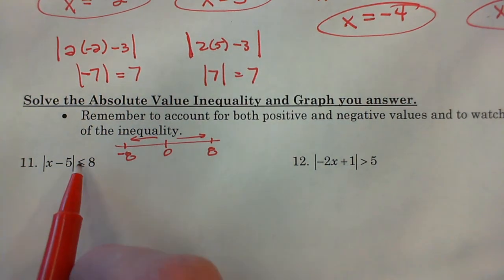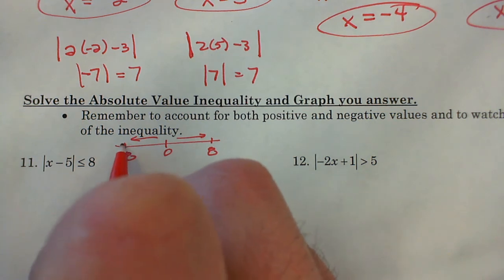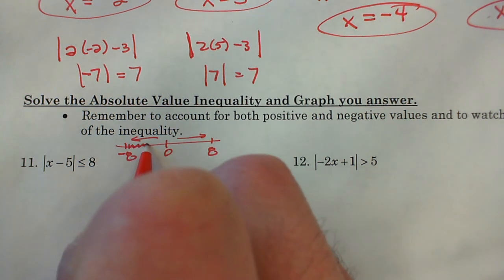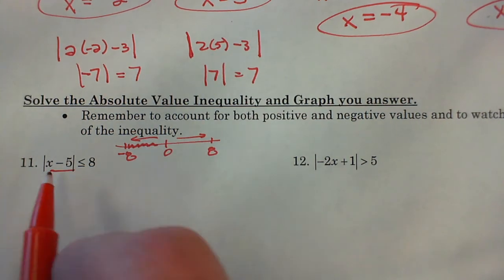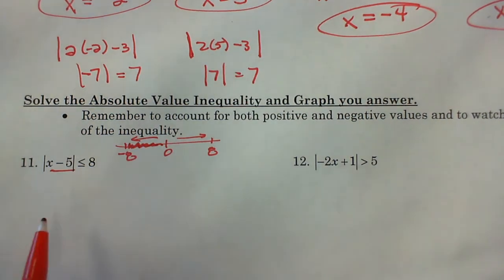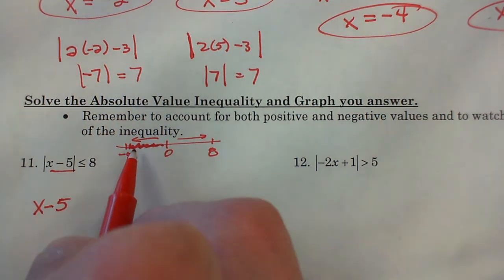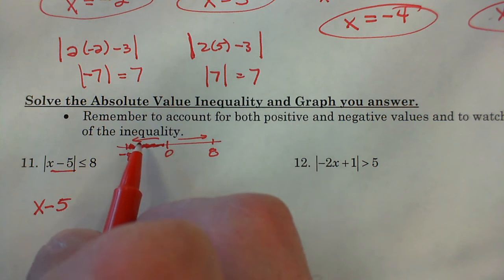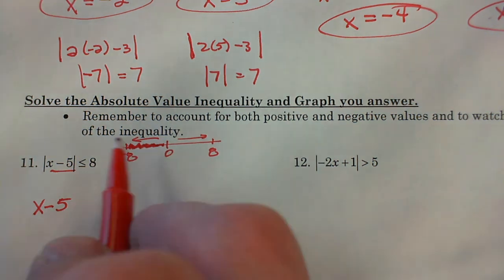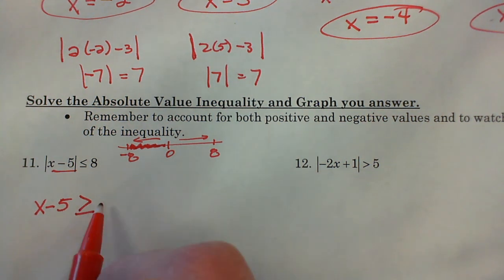But I'm less than 8 away, which means from -8, I need to be getting closer and closer to 0 from this side. Well, this number is represented somewhere here. So x minus 5 has to be somewhere between -8 and 0. Well, are these numbers bigger or smaller than -8? Well, as you go to the right, you get bigger numbers. So this is bigger or equal to -8.